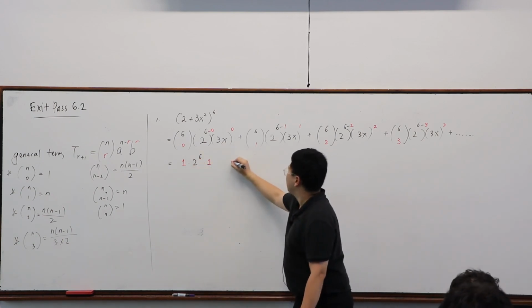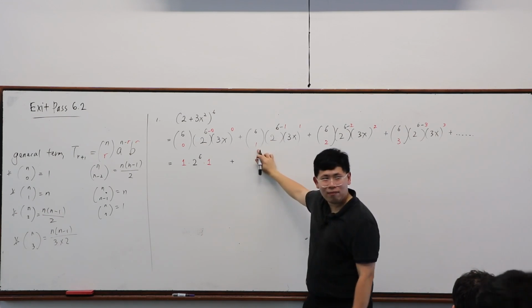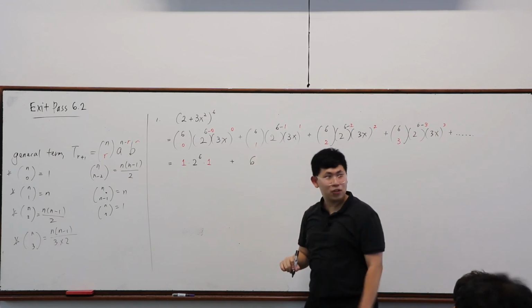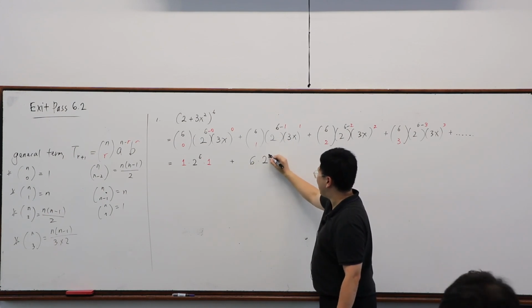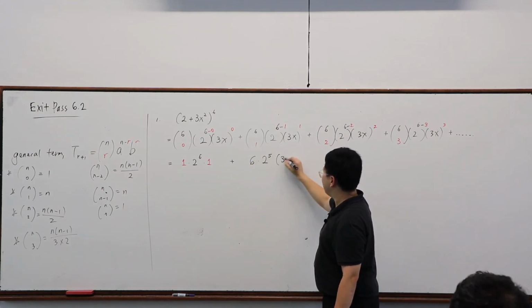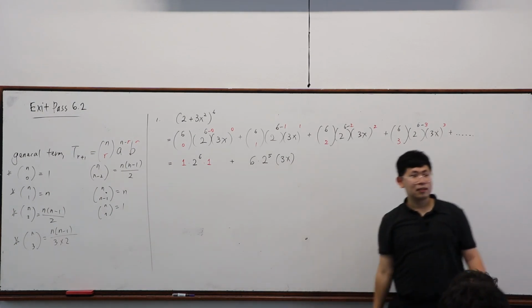Okay, second one. Calculator. 6 choose 1 is 6, based on our calculator. 2 to the power of 5. So times 2 to the power of 5. Then I need to multiply 3x over here.